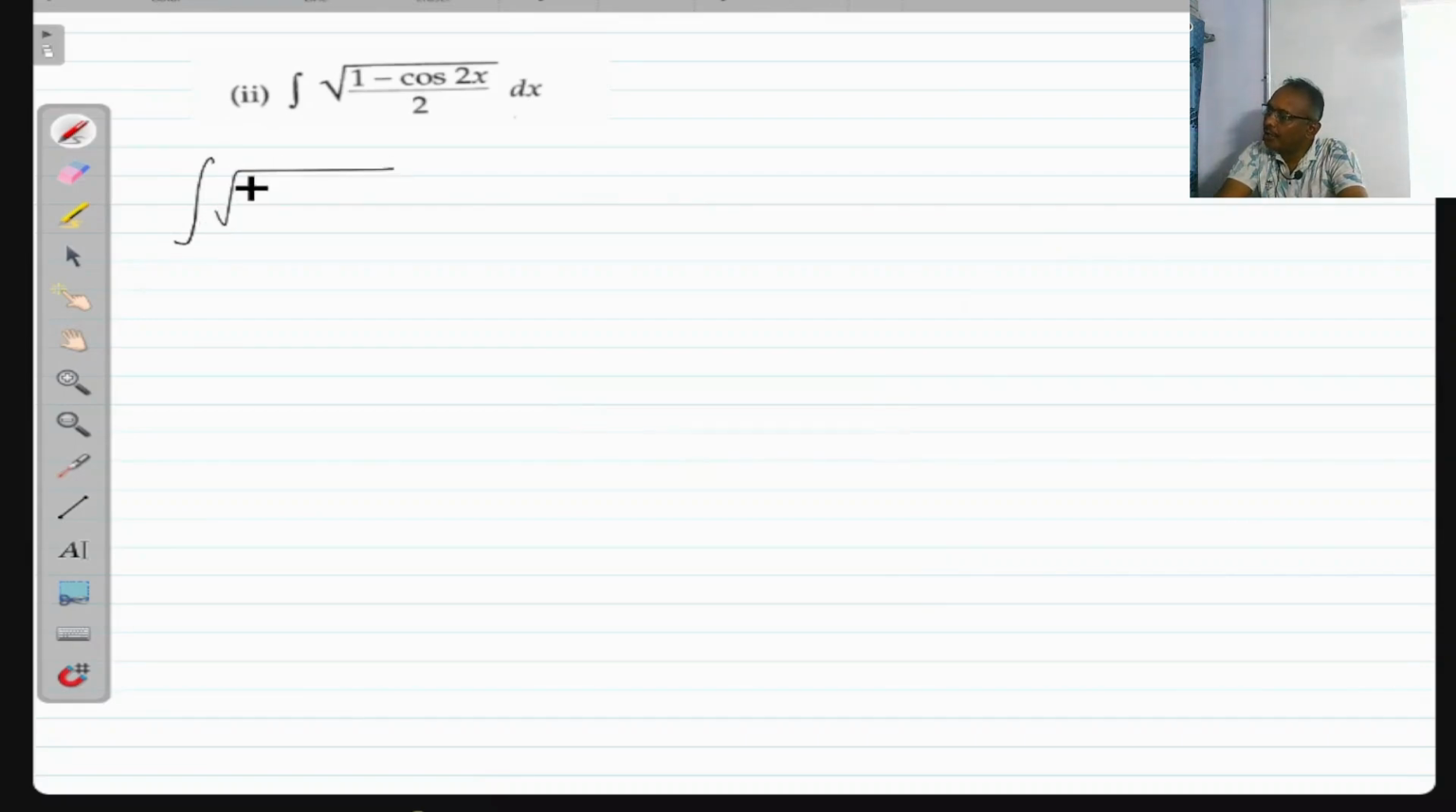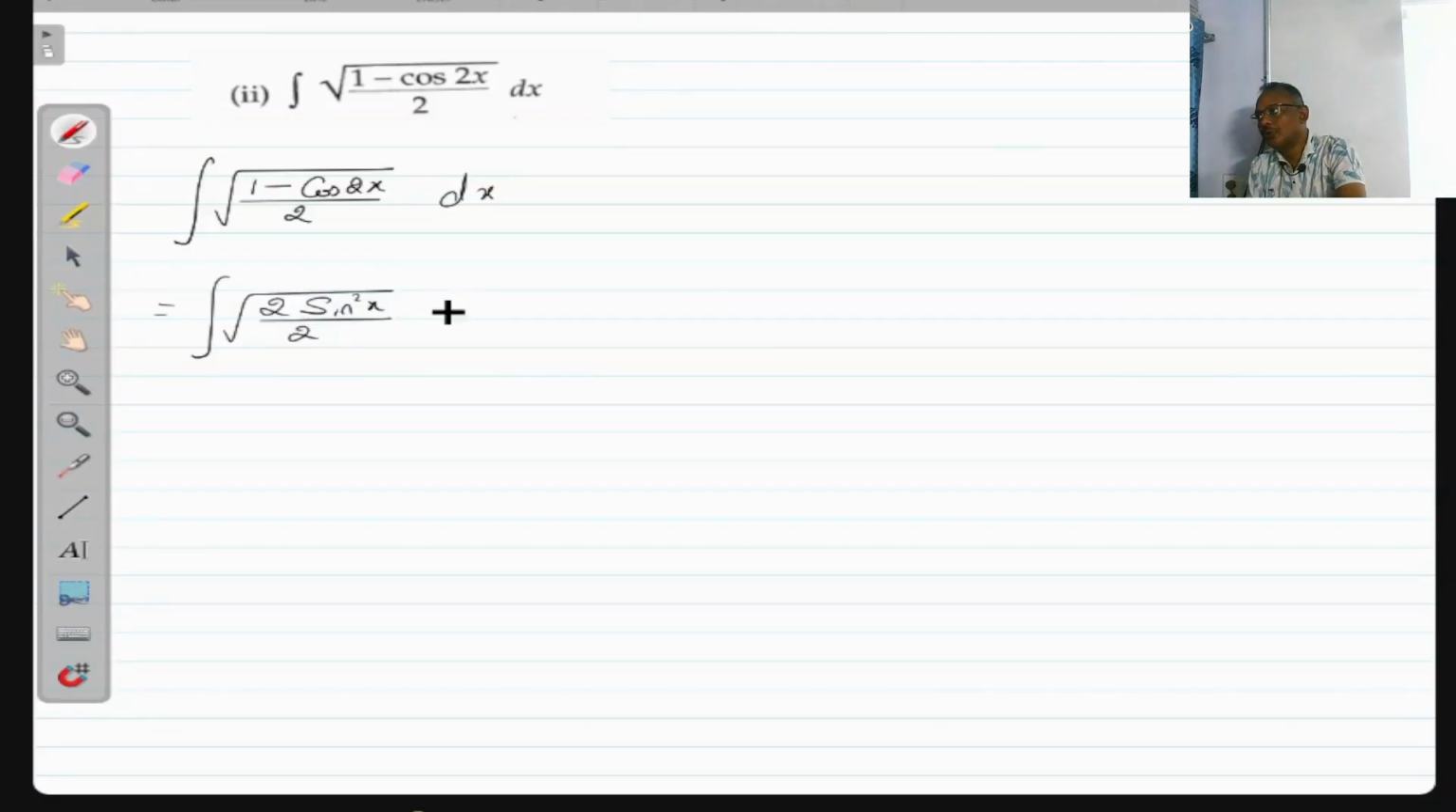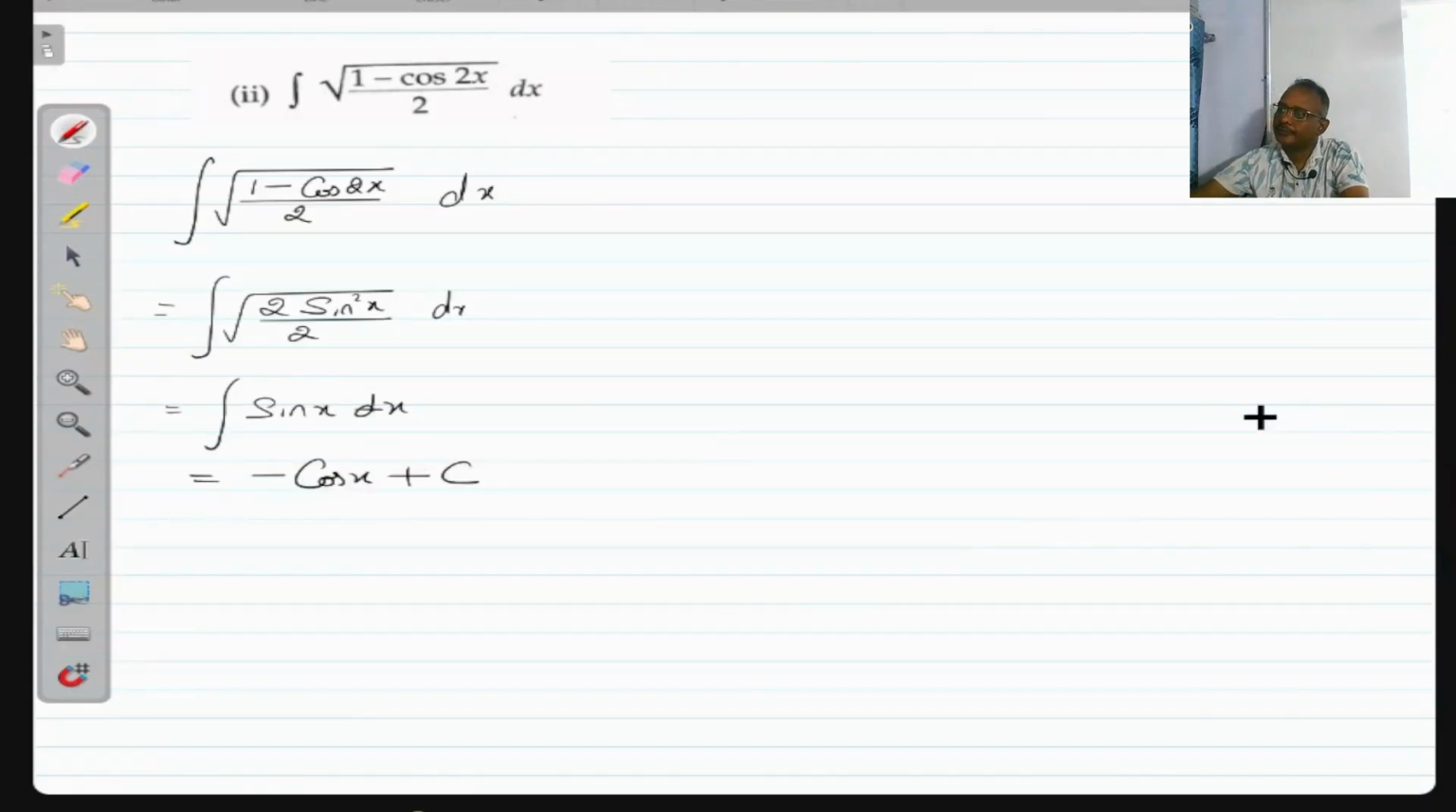It is the whole root of, you have a formula for 1 minus cos 2x, 2 sin square x. Let's do it on your own. This would become root over 2 sin square x upon 2, this would be the integral of sin x, and what is the integral of sin x? It is minus cos x plus c. Great.